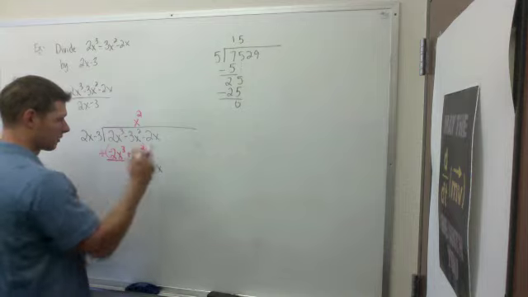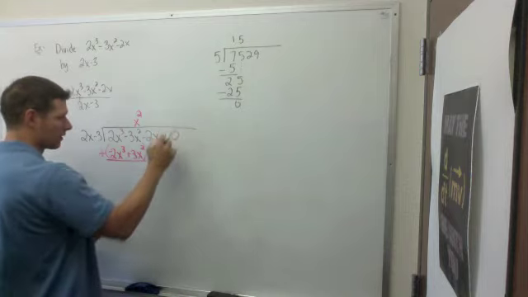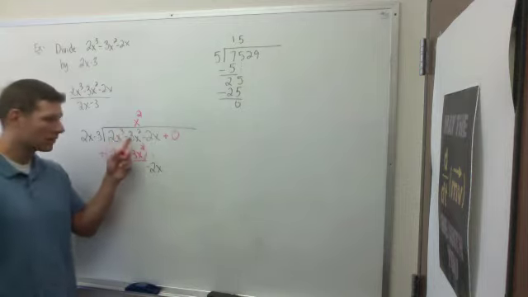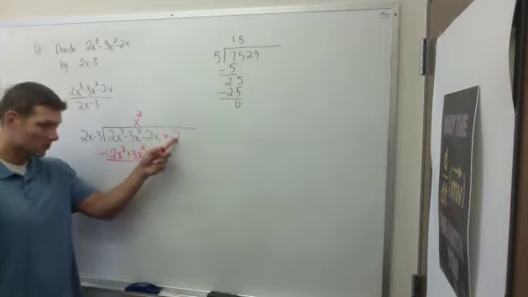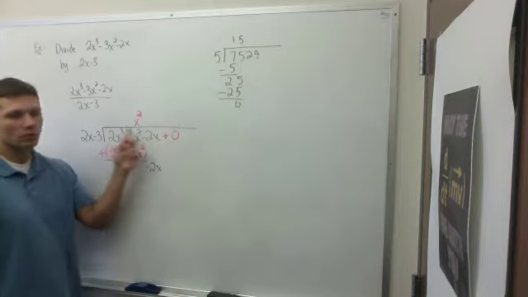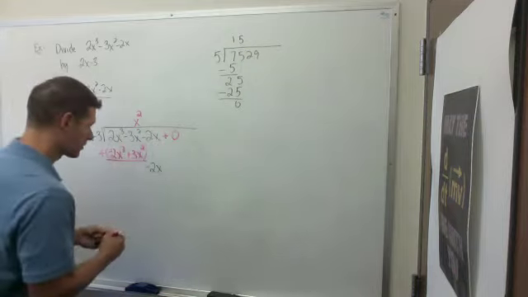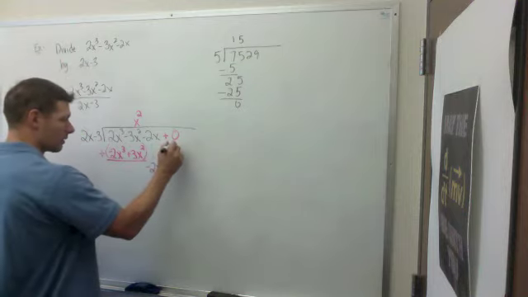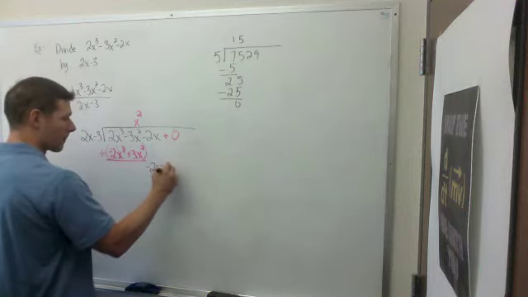And note that we have a placeholder here. That's a plus 0. So we've got a degree 3 term, degree 2 term, degree 1 term, degree 0 term. You always want to put placeholders in. So I drop down this plus 0.